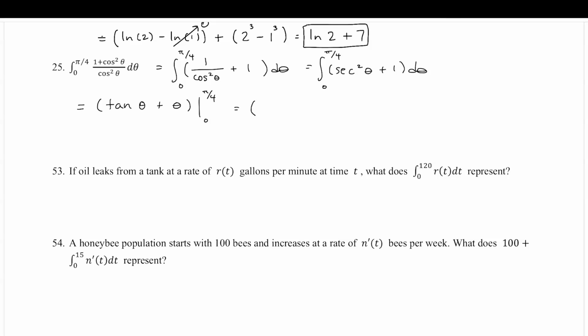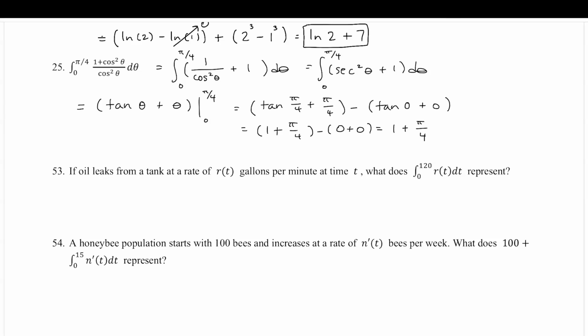So now I can plug in. In the previous example, I separated into two. Here I'll keep them together so you can see both ways of doing it. So I can plug pi over 4 into both of these terms, minus plug 0 into both of these terms. So the tangent of pi over 4, I don't know if you remember, is 1. And the tangent of 0 is 0. So this all nets out to 1 plus pi over 4.